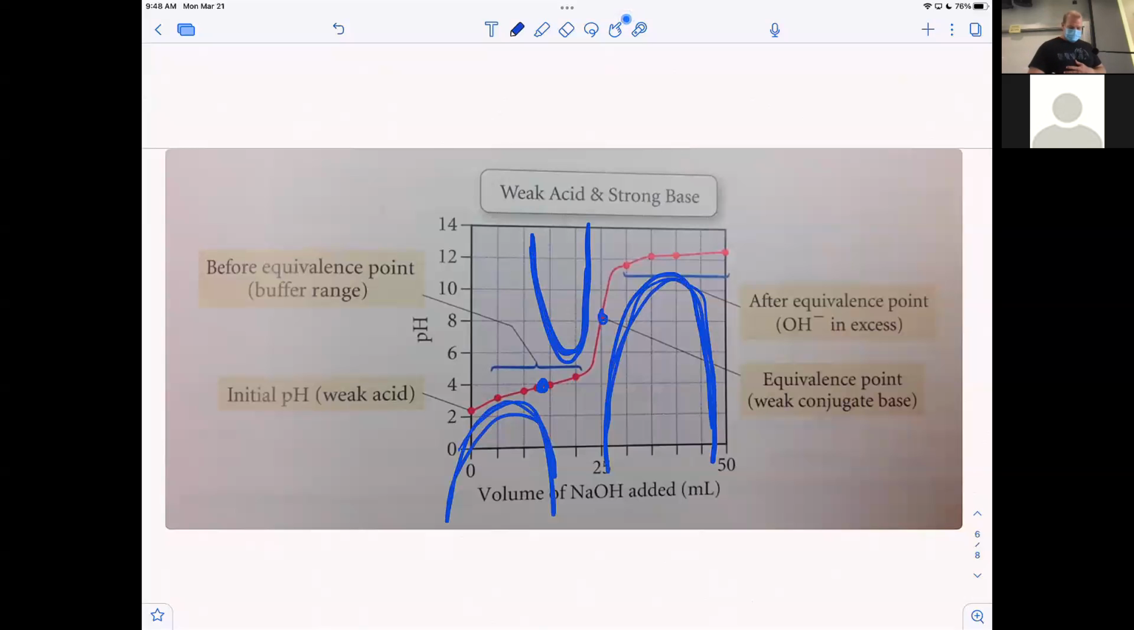So you can see that. This inflection point here, this is the equivalency point. And so it's a weak acid, strong base.